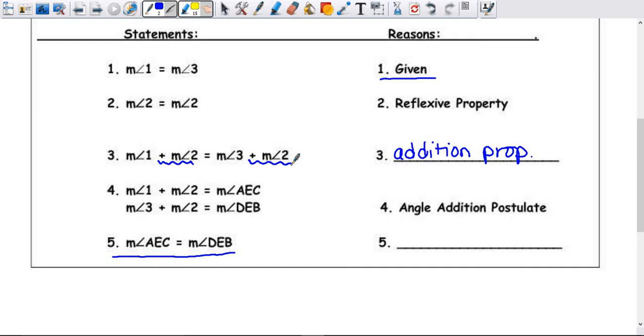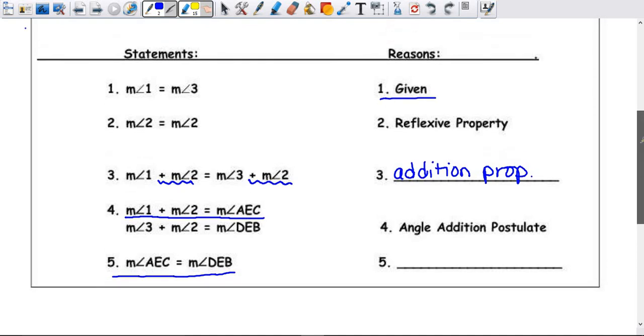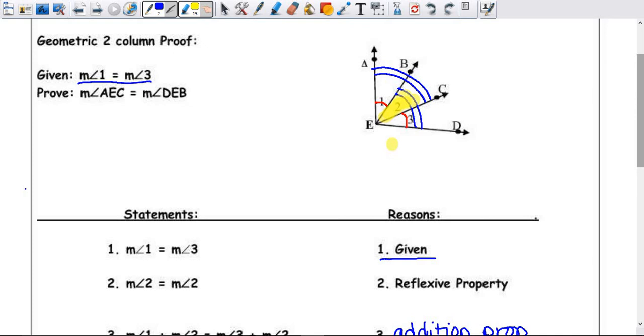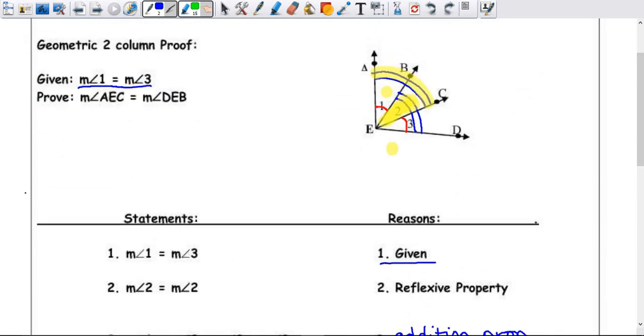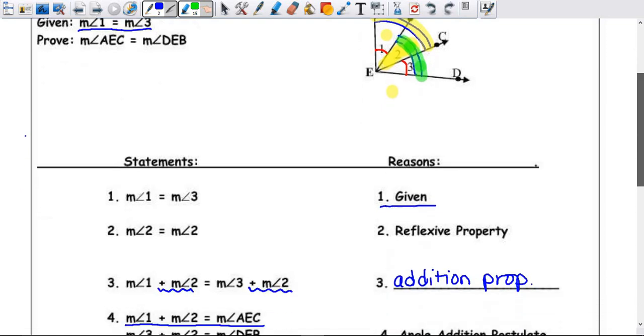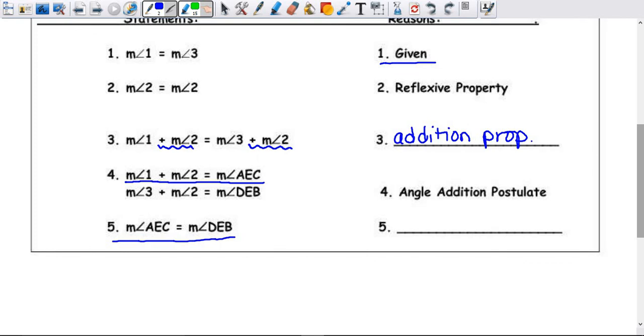Now we've got the measure of angle 1 plus measure of angle 2 equals the measure of angle AEC. Looking at our picture, here is 1, here is 2, and that makes up our whole AEC angle. All right? And then the next one says that measure of angle 3 plus measure of angle 2 equals the measure of DEB. So the measure of angle 3, measure of angle 2 equals DEB. Okay, and that's just our part plus part is whole. And what that will be called, how you should refer to it in proofs, is the angle addition postulate. Okay, but that's your part plus part is whole.